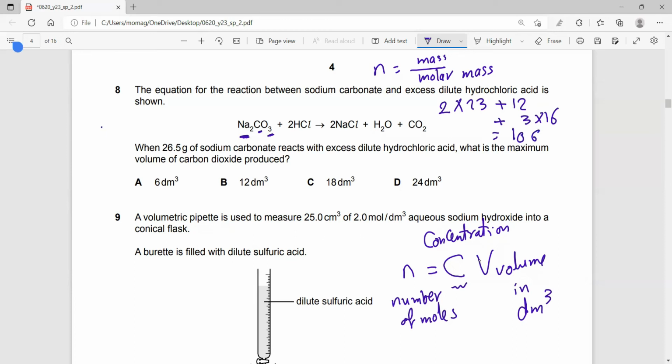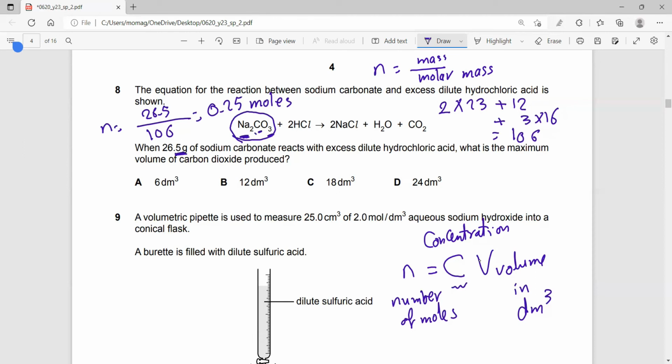So number of moles here is equal to mass of sodium carbonate 26.5 divided by molar mass, which is 106. Let me use my calculator once again. Give me 1 second. So 26.5 divided by 106. This is 0.25 moles.